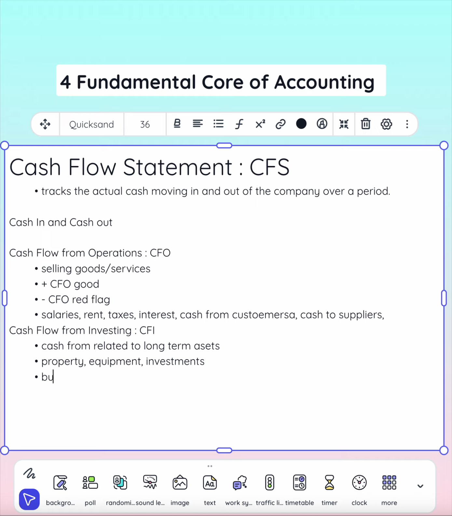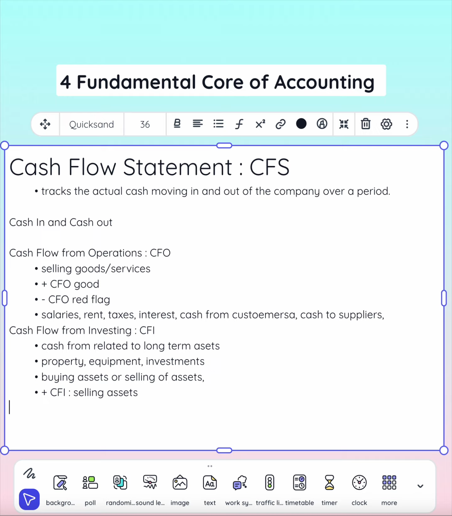Like buying assets or selling off assets. So positive CFI means the company is selling assets. Okay, so if you have a positive CFI, you need to understand that the company is selling assets. The key items are buying and selling equipment, buying and selling investments, and acquisitions. So it's all related to the cash flow from investing.